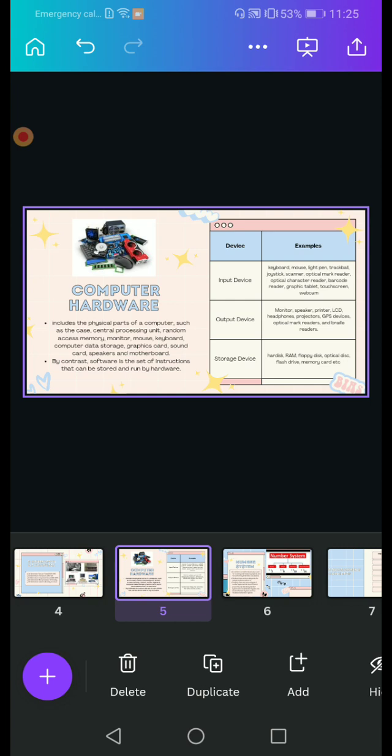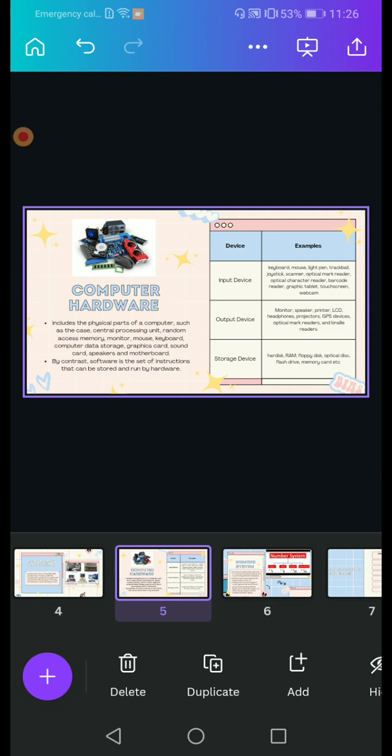The second lesson is computer hardware. Computer hardware includes the physical parts of a computer such as the case, central processing unit, random access memory, monitor, mouse, keyboard, data storage, graphics cards, sound card, speakers, and motherboard. By contrast, software is the set of instructions that can be stored and run by hardware.